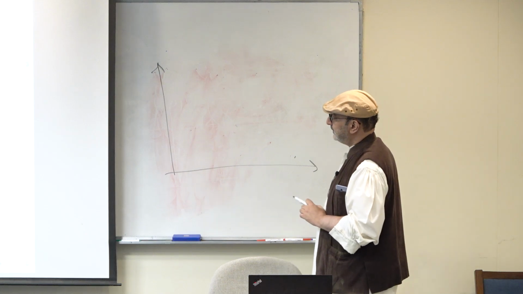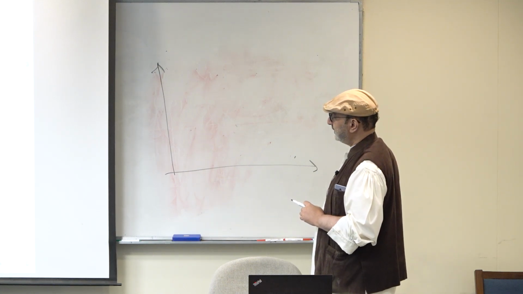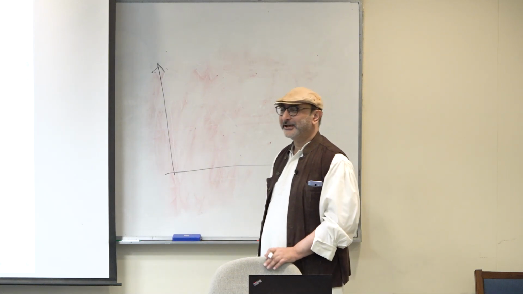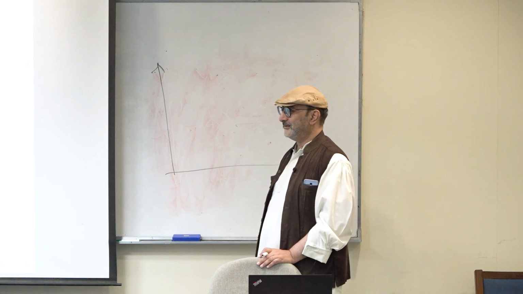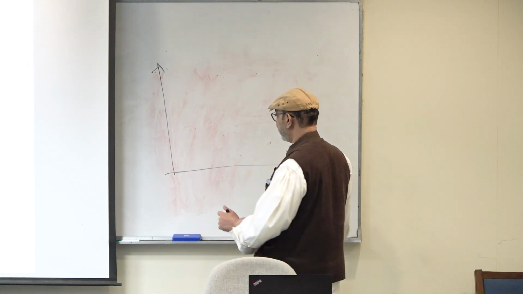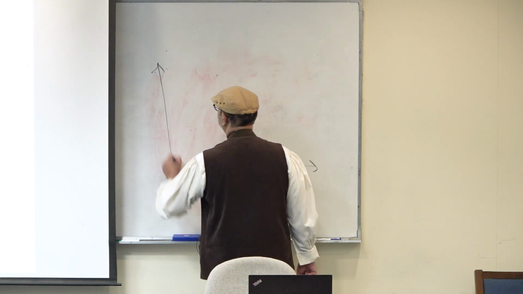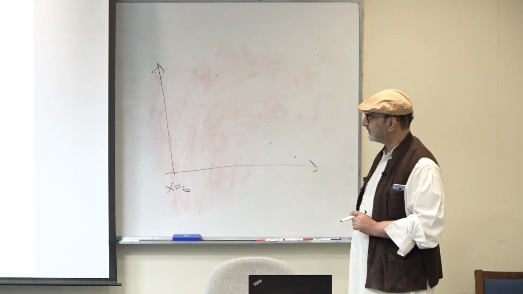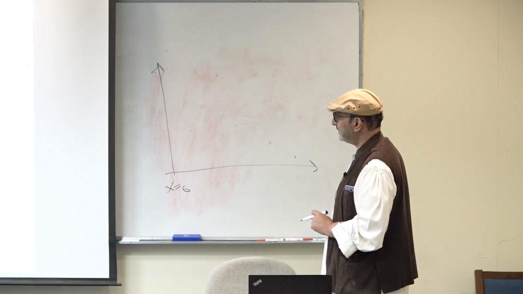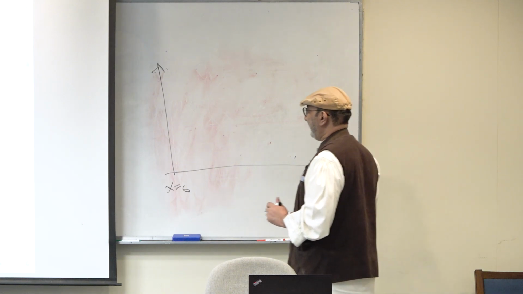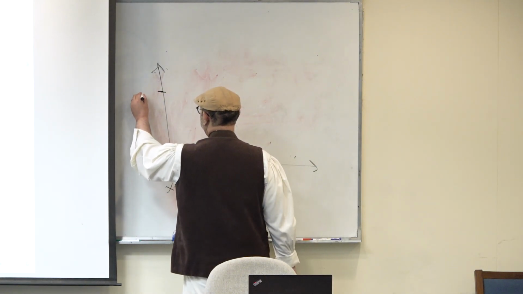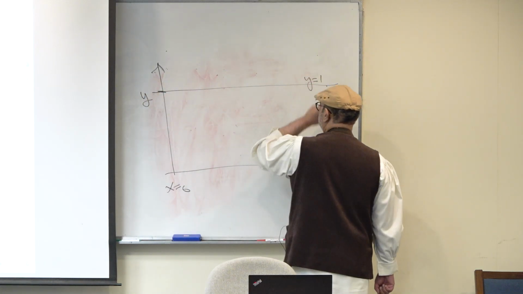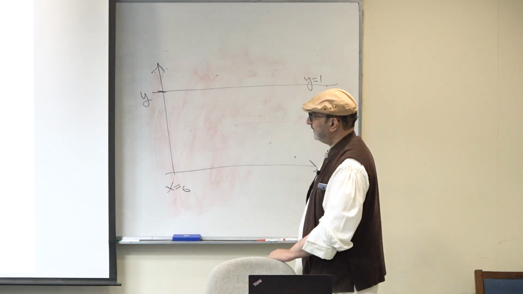Well, let's just draw some lines and work out what this region is. Well, this is x equals 0 here, right? X equals 0 is this vertical axis, the y-axis. Okay, so I know something now. Y equals 1. Okay, so there's the line. Y equals 1 is that horizontal line.